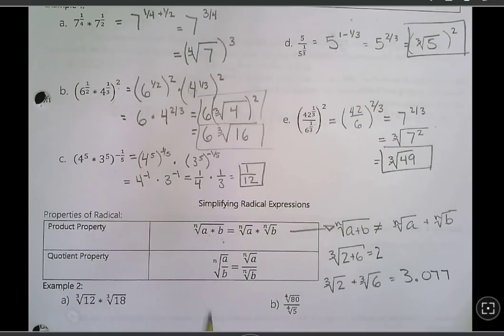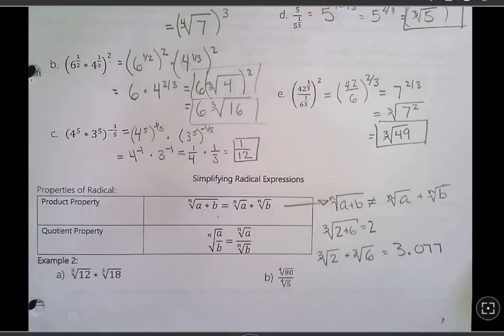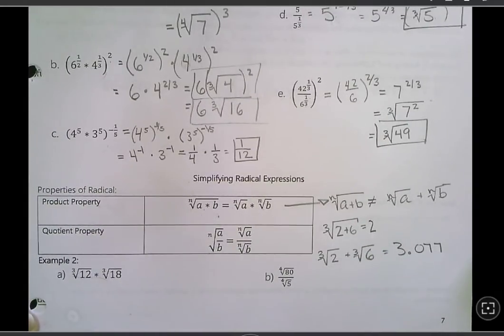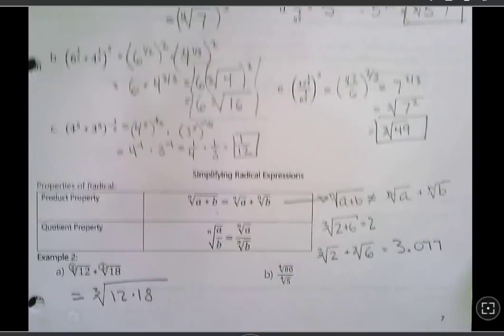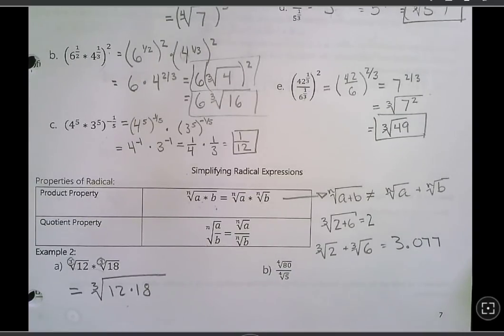Now for our quotient rule, the nth root of a over b is equal to the nth root of a divided by the nth root of b. I can split these up as well, so my radical can split when it's division as well. So if you look at our example 2, we have the cube root of 12 times the cube root of 18. Well, since these n match, I could actually combine these together. This could look like the cubic root of 12 times 18. Well, if I have the cubic root of 12 times 18, that's going to give me the cubic root of 216, which actually simplifies down pretty nicely. That's just going to be a 6.